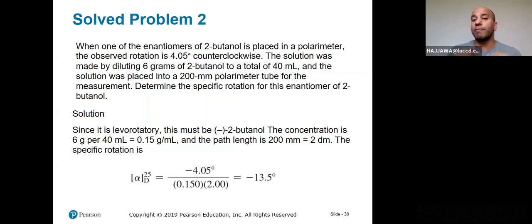And the solution was placed into a 200 millimeter polarimeter tube. Millimeter. I can't just plug this length in the equation. I have to have it in a decimeter. Knowing that there are 10 decimeter in a meter, do the math yourself. You will find that the length of the sample cell is 2 decimeter. All right. Determine the specific rotation.